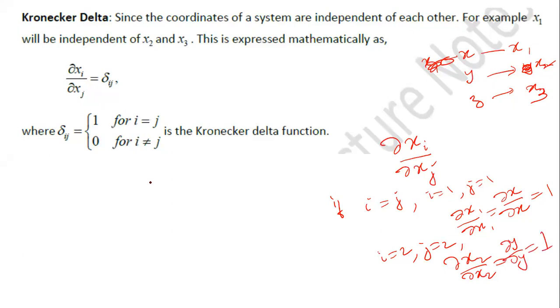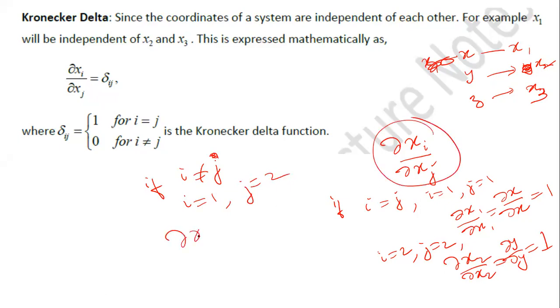Now, if i does not equal j, consider i equal to 1. Let us take another j value other than 1, that is 2, for example. Then this ratio del xi upon del xj will now become del x1 upon del x2. What is x1? x1 is x, del x. What is x2? x2 is y, del y. So differentiation of one coordinate variable with respect to another coordinate variable will be 0.